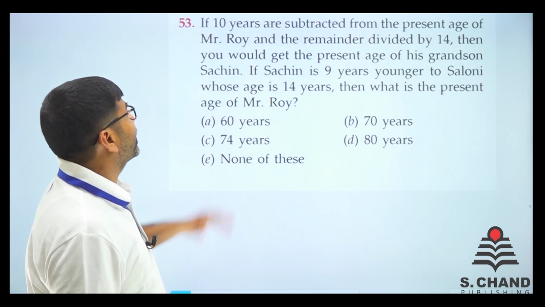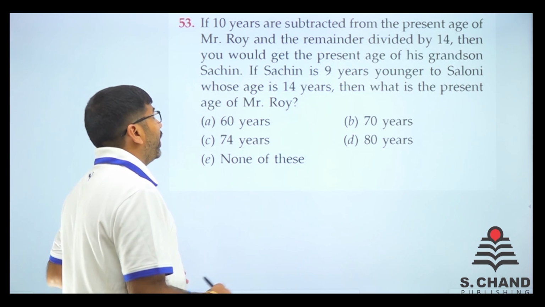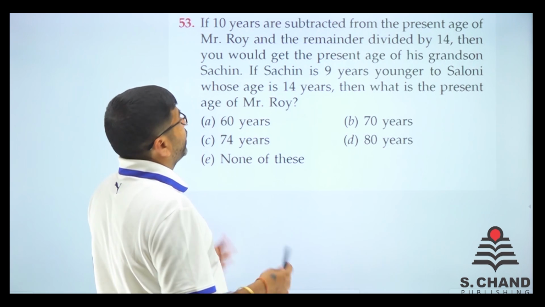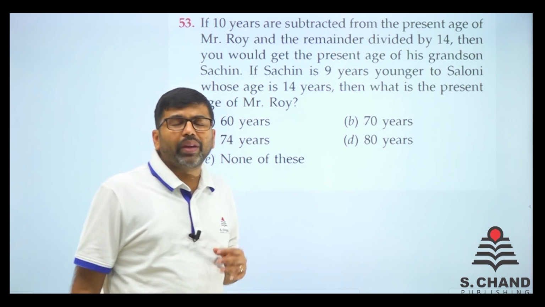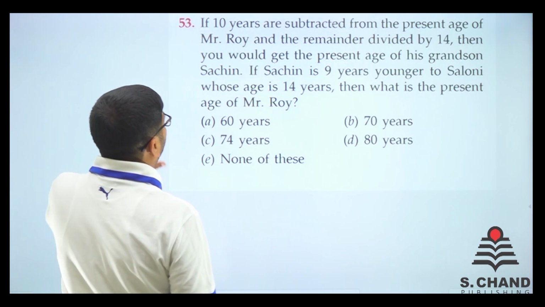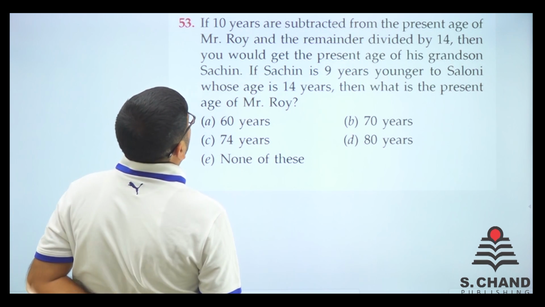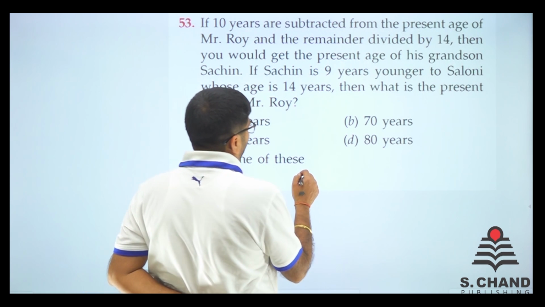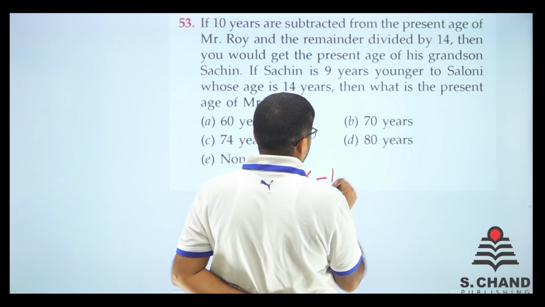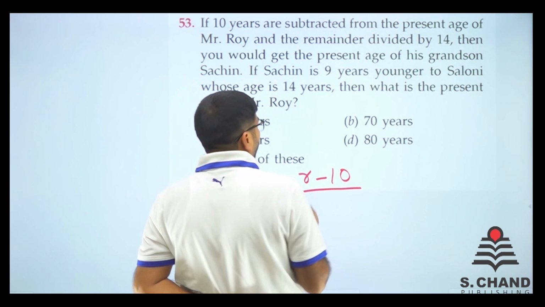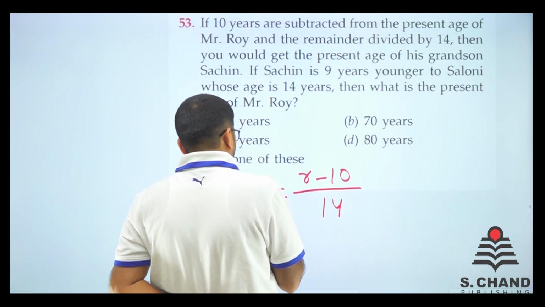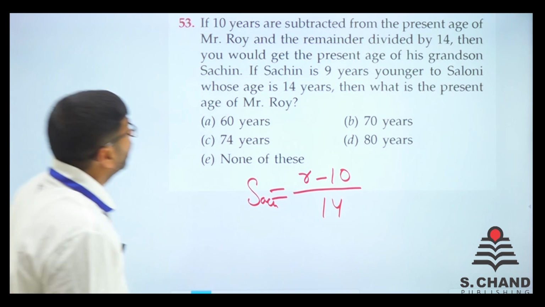If 10 years are subtracted from the present age of Mr. Roy and the remainder is divided by 14, then you would get the present age of his grandson Sachin, right? So एक बहुत सिंपल सा इक्वेशन दे रखा है, इसको भी बना लेते हैं एक बार, so that एक आइडिया लग जाए कि मिस्टर रॉय की प्रेजेंट एज, say for example, is R. इसमें से if I subtract 10 और जो रिमाइंडर है it is divided by 14, it is Sachin's age, right? It is given.